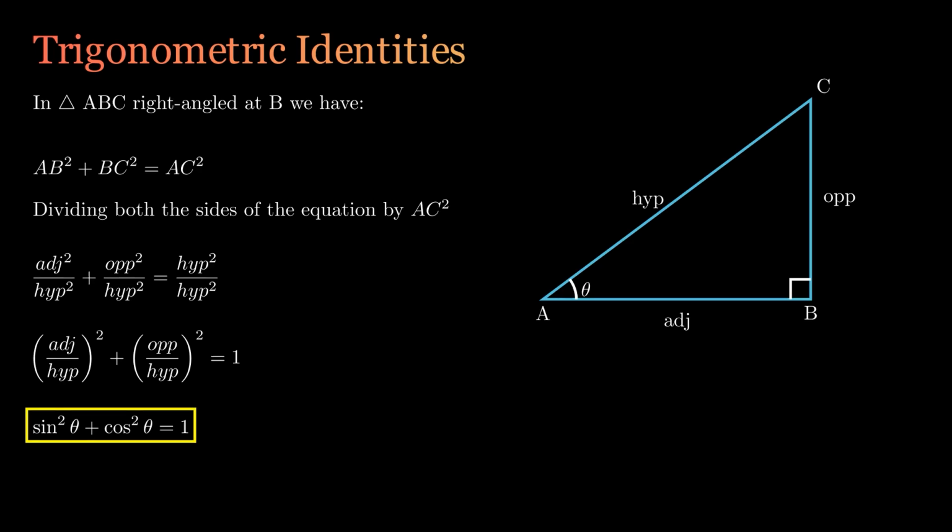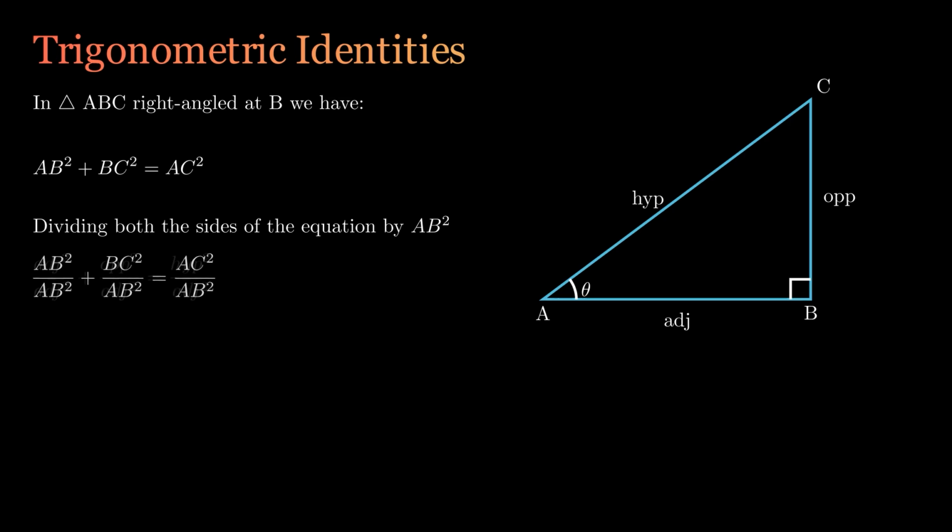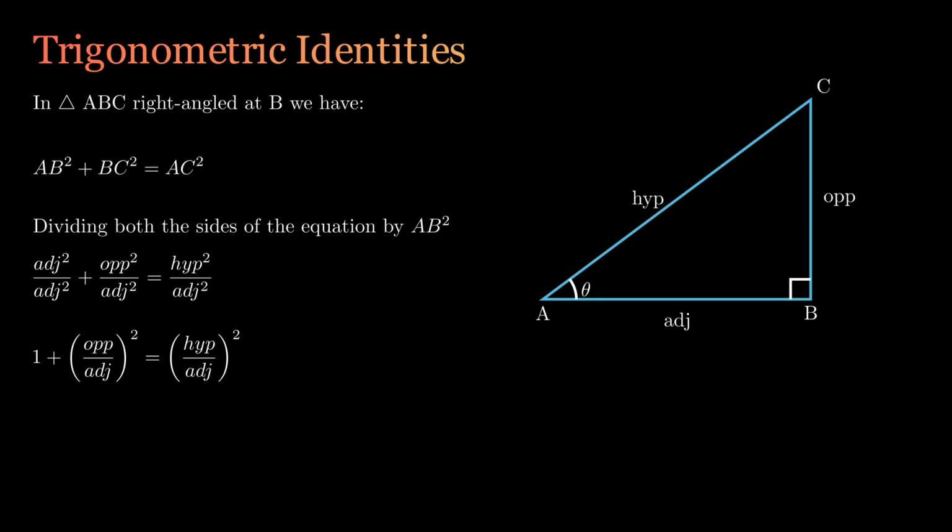Now let's divide this equation by AB square. What do we get? AB square by AB square plus BC square divided by AB square, which is equal to AC square by AB square. Let's substitute for adjacent, opposite and hypotenuse. And we can simplify this into 1 plus tan square theta is equal to secant square theta. This is our identity number 2.